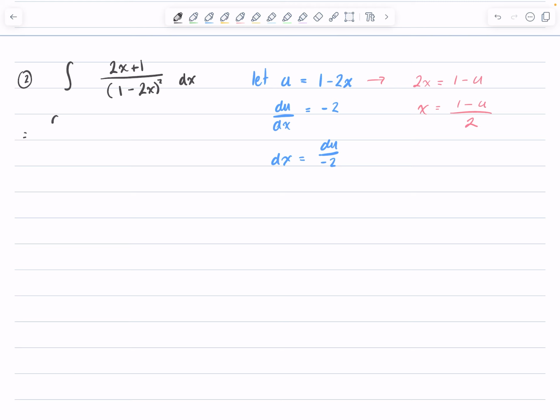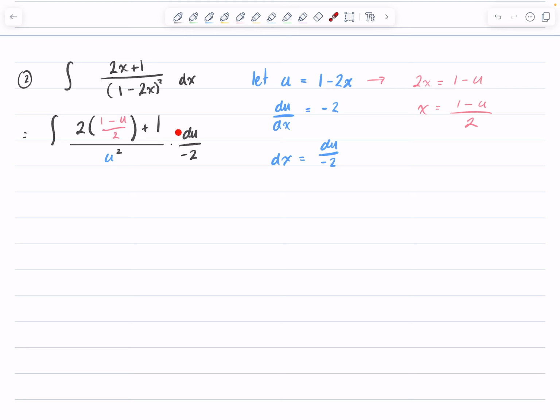I'm going to say that's going to equal 2x plus 1. That's going to be 2 lots of, and instead of x, we of course have this expression here. So I'm going to put that in red for color consistency. 1 minus u on 2. That's going to be plus 1. All of that's over u squared du on negative 2. Okay, so I've replaced the x with 1 minus u on 2. I've replaced the 1 minus 2x with u. I should probably keep that color coded. And then I've also got this dx equals du on negative 2 here.